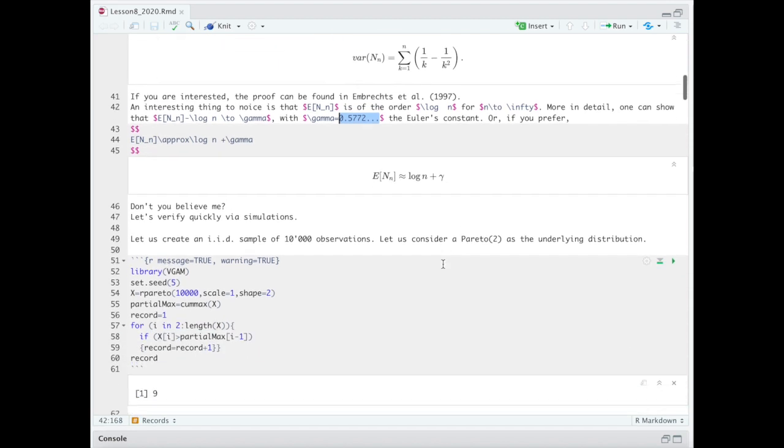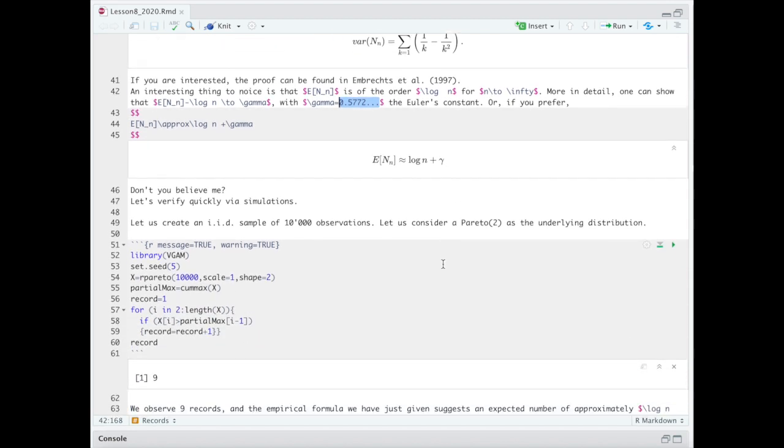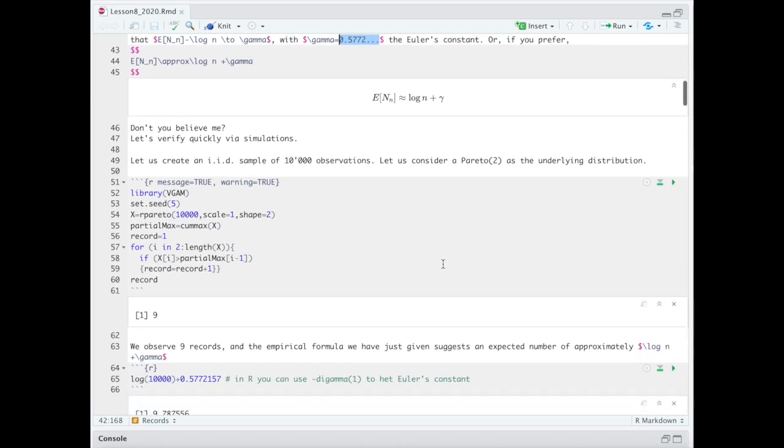Now, if you don't believe what I just told you, we can try to verify if this is true via some simple simulations. And again, if you want all the theoretical details, I refer you to the book by Embrechts, Klüppelberg, and Mikosch, or even to the original book, Statistics of Extremes by Gumbel.